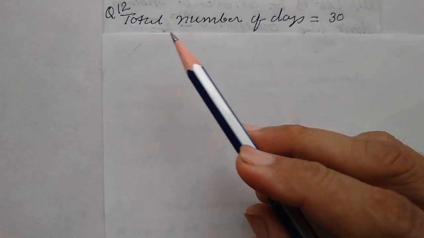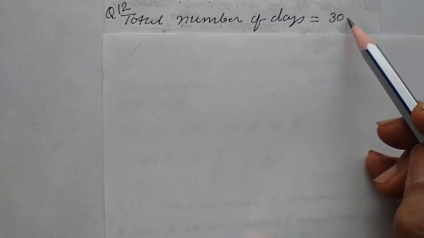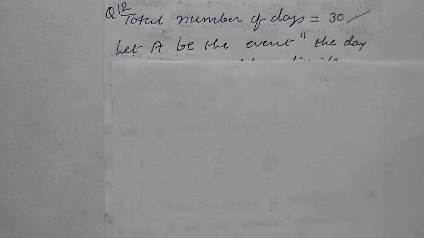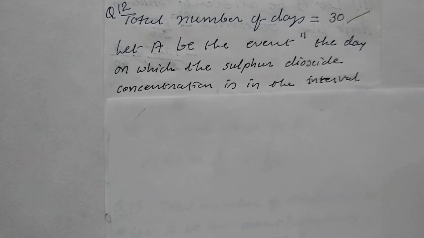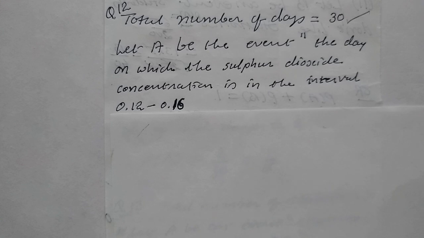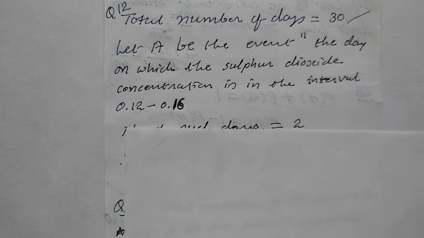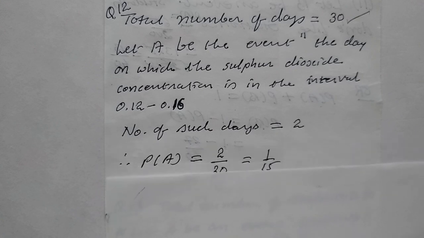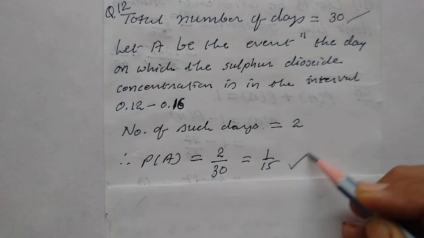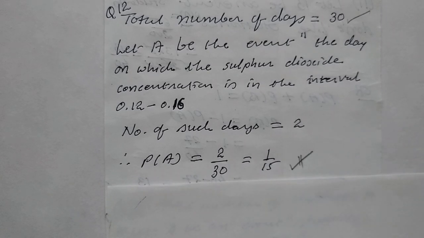So now children, first statement, total number of days 30. This is our denominator. Okay, now write down for numerator. Let A be the event, the day on which the sulfur dioxide concentration is in the interval 0.12 to 0.16. Okay children, now how many days are there? That we will write. So number of such days are 2. Children, over, put the value: P of A equals 2 by 30, which is 1 by 15. This is our answer, children.